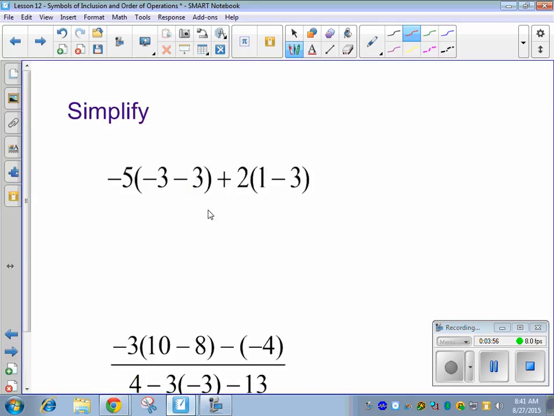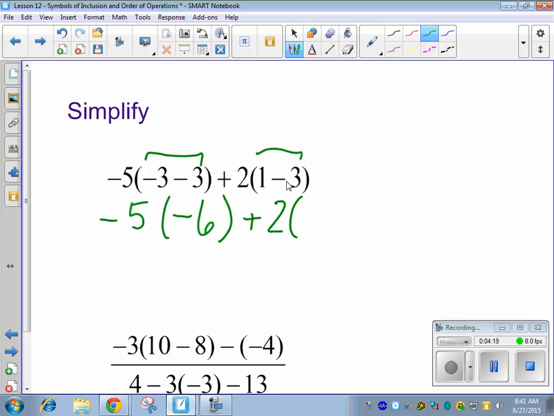Okay. More simplification. We're going to go to the second row. Drew, what should be my first step on this, guys? The parentheses. So if I want to start with these parentheses, I'll leave this negative 5 here, and then we're going to do negative 3 minus 3 gives me negative 6. Okay. Plus 2, and then I have my next set of parentheses, right? So we need to do this first. 1 minus 3 gives me negative 2. Okay, what's next, Alex?